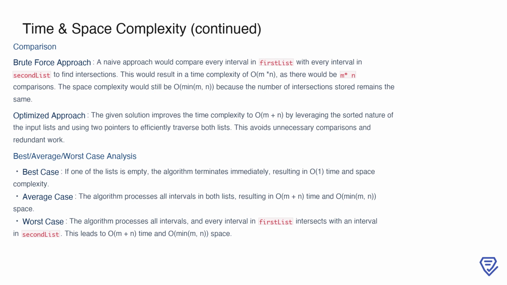For best-case scenarios, such as when one of the lists is empty, the algorithm terminates immediately, requiring only O(1) time and space. In the average case, it processes all intervals in both lists, maintaining the time complexity of O(m + n), and space complexity of O(min(m, n)). Even in the worst case, where every interval in first list intersects with an interval in second list, the algorithm still runs efficiently with the same time and space complexities.